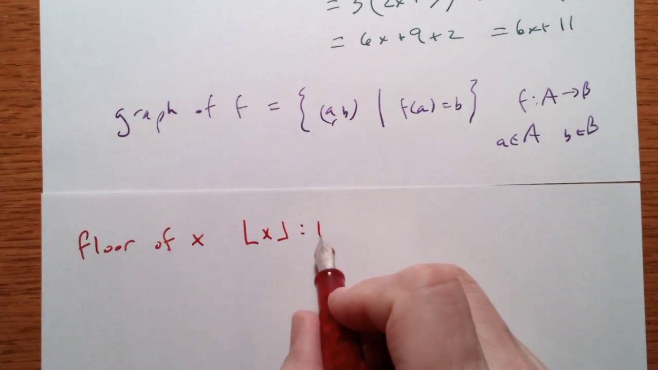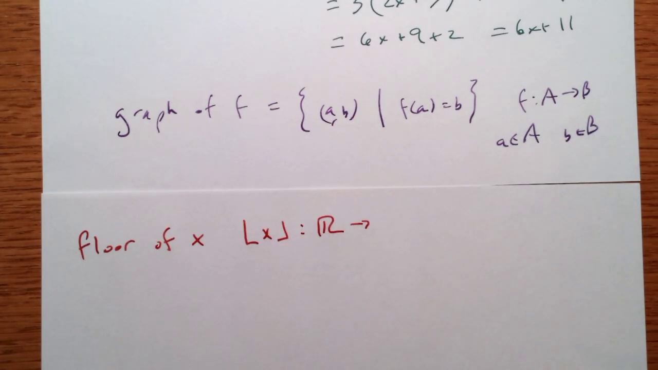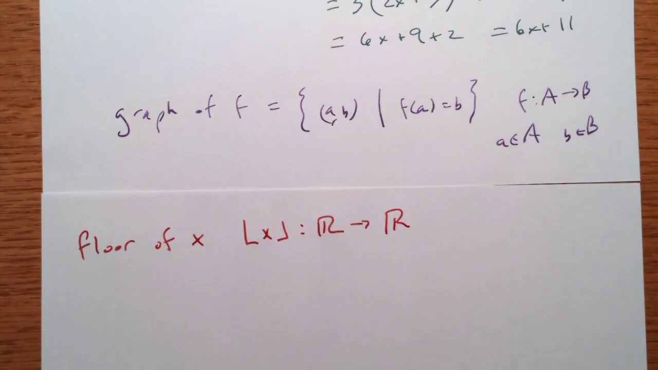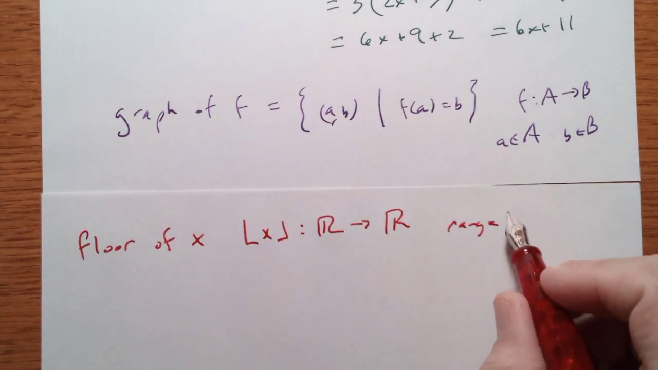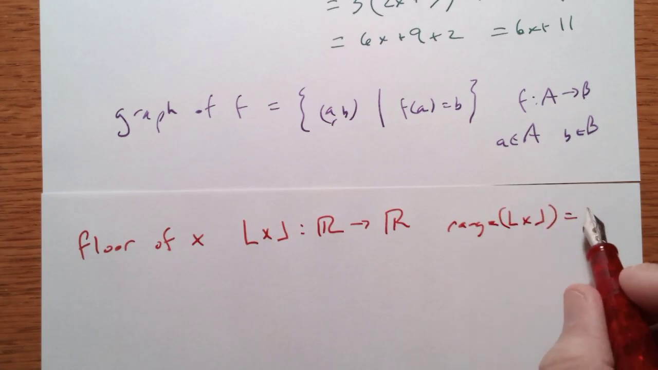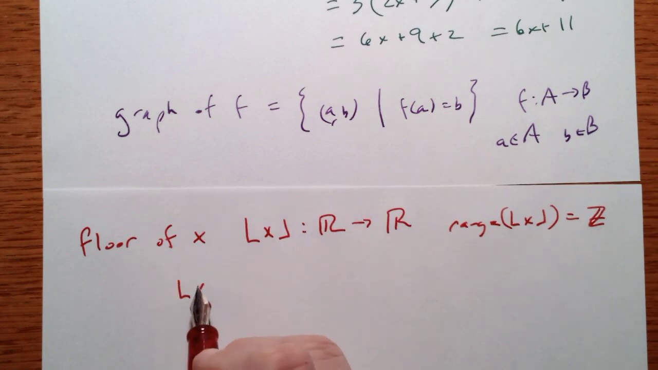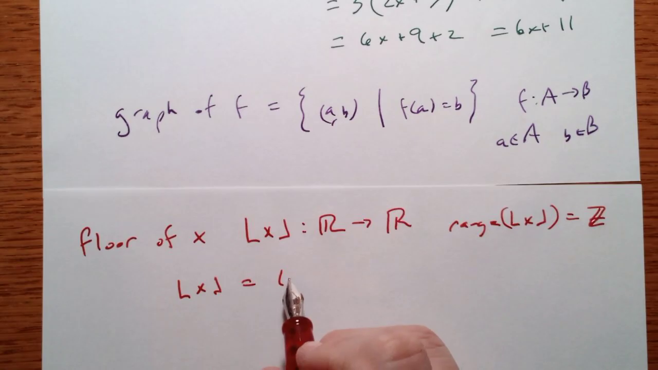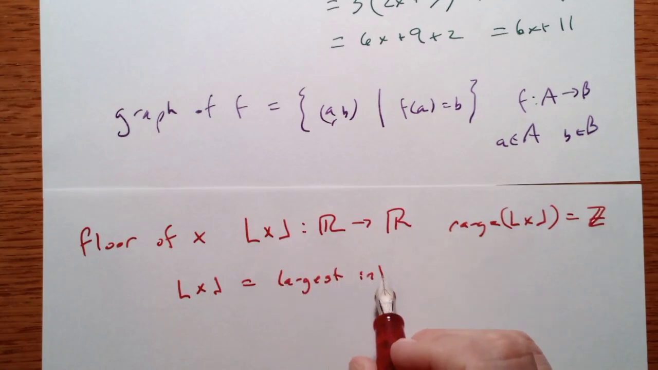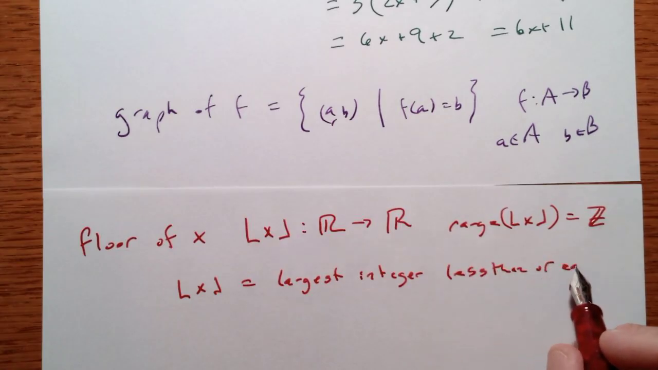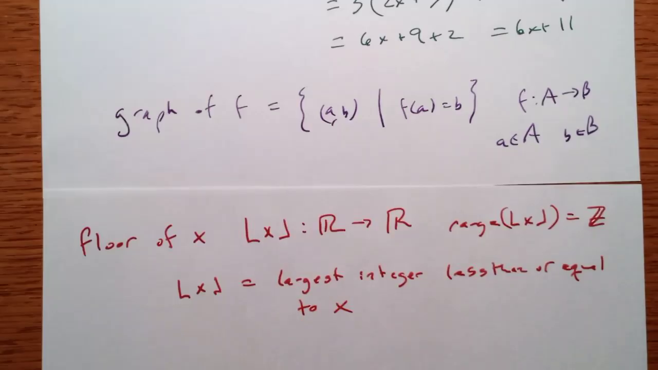This is a function that goes from the real numbers technically into the real numbers, but the range of the floor function is actually integers. We define the floor of x as the largest integer less than or equal to x. Sometimes the word largest is replaced by greatest, and you'll often see this called the greatest integer function.